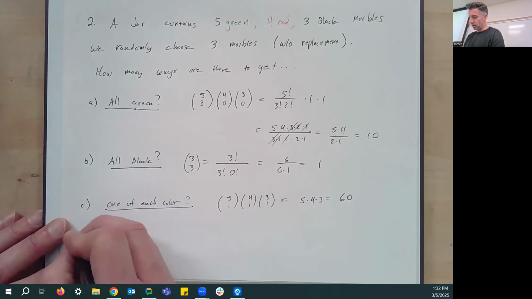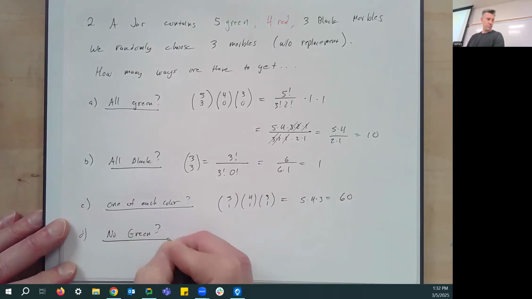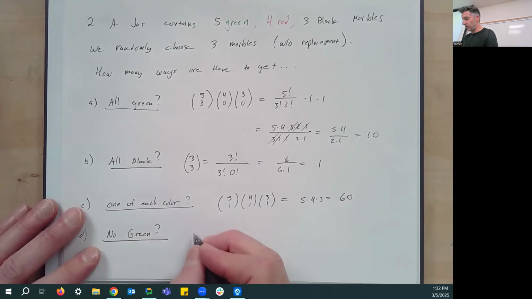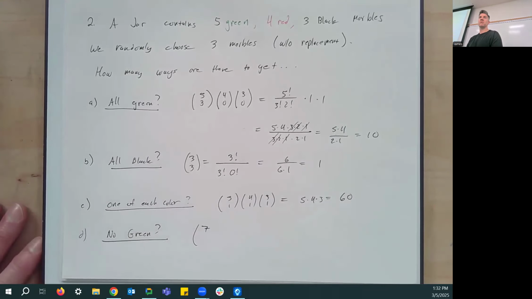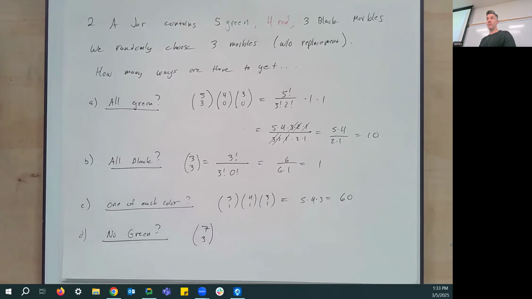How many ways of picking no green marbles? Well, how many marbles aren't green? 7. Out of the 7, how many do I want to pick? Not 7. We're always picking, so the problem, we're always picking how many? We're randomly picking how many marbles? 3. We're always picking 3. I haven't changed that part of the problem. So there's 7 choose 3 ways of doing that.